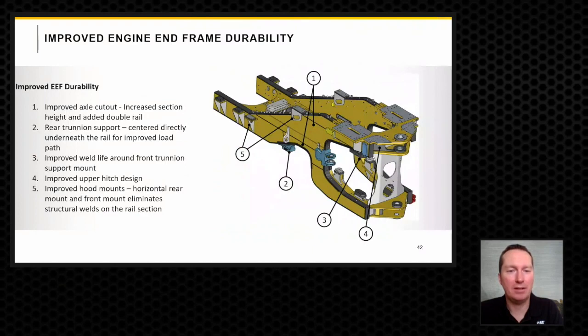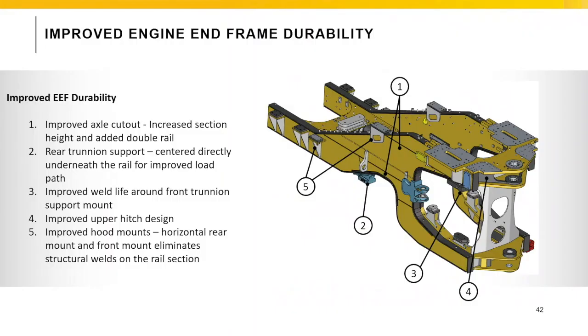The rear frame has some substantial improvements. One thing that I want to point out is the trunnion mount. So that's number 2 pointing to the trunnion mount. That's where the axle bolts up into the frame. And what's significant here is we're now centered directly underneath the rail. So that really improves the load path with the bolted joint being mounted directly underneath the rail.